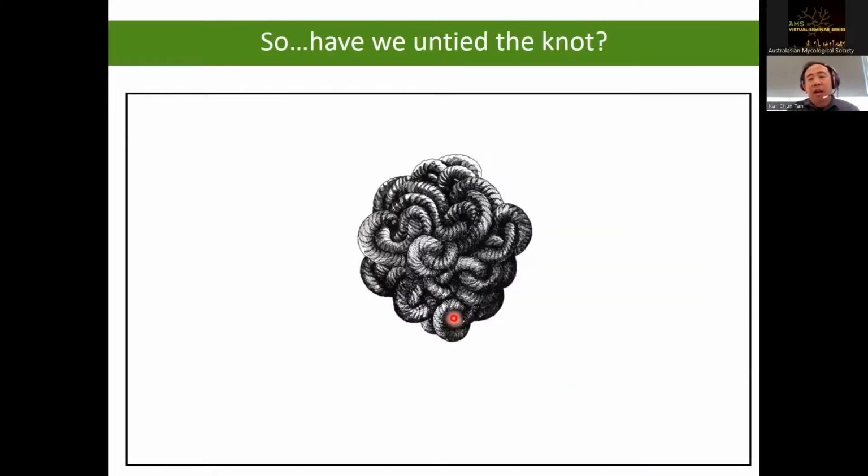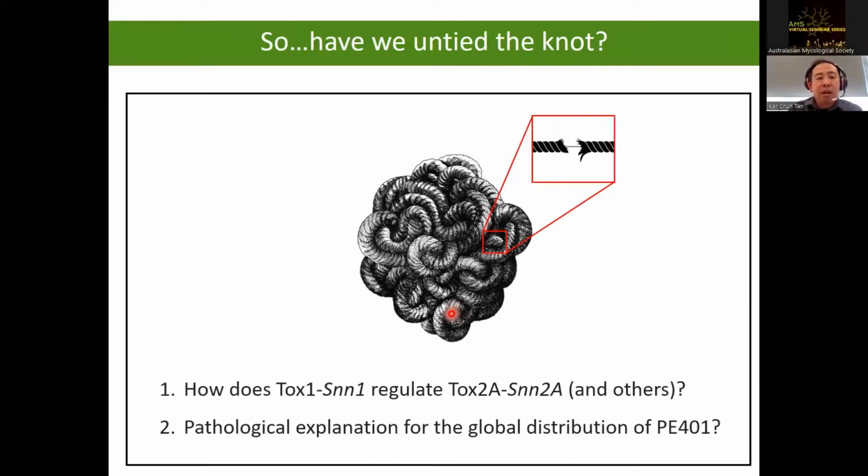I guess really, going back to the whole knot, have we really untied the knot in general? The answer is no, we haven't. We probably have made a small little nick on it, but it's a good start. But there are also quite a lot of questions that still remain unanswered, such as how do TOX1, SN1 regulate TOX2A, SN2A at a mechanistic level? We still don't know that. We still don't really know all the transactive elements that interact with the promoter region of TOX1.